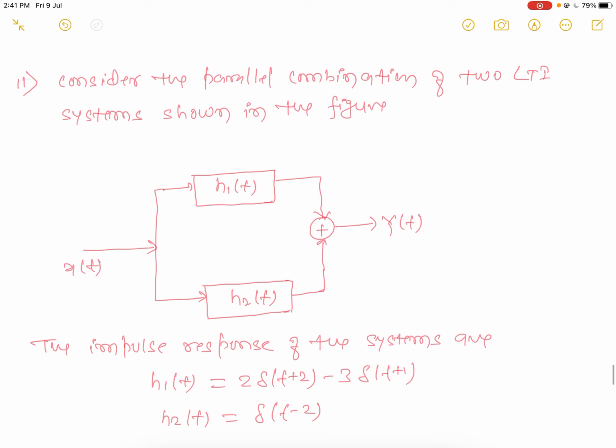Consider the parallel combination of two LTI systems shown in the figure. These are given in parallel form. If the systems are in cascade form, then we have to take the convolution between the two systems. But in parallel form, you only have to add the impulse responses of the systems.